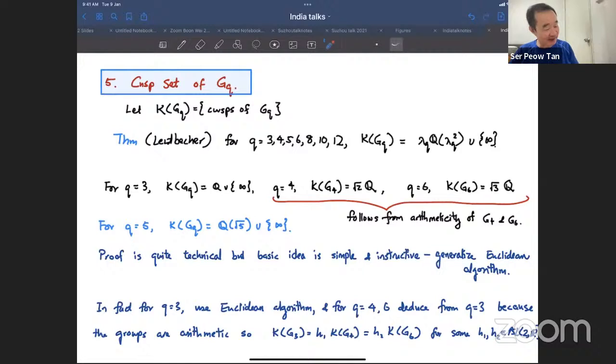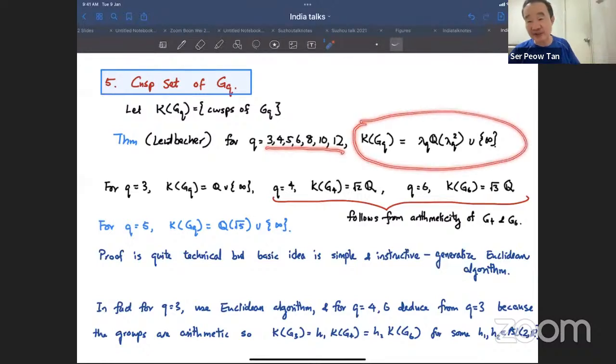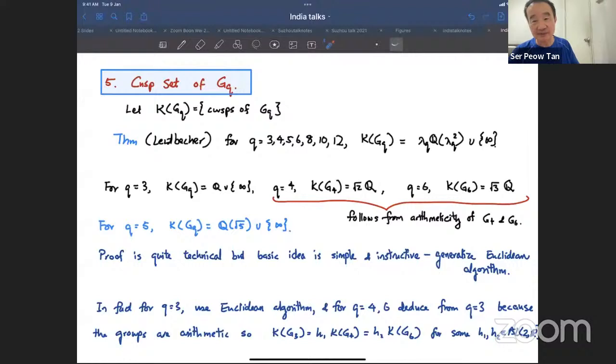Let me give you some time to digest this. For these few special cases, we are able to determine completely the set of cusps. Let's see what happens in the case of 3. In the case of 3, lambda is just equal to 1, so this is just Q, and you just have Q union infinity.